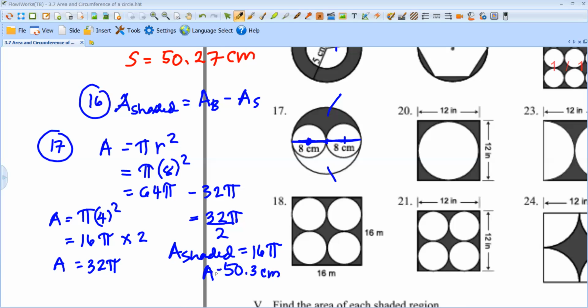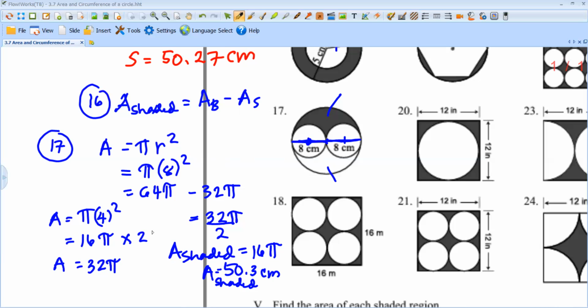Okay, so I repeat, that is for the shaded only. Again, the area of the big circle, the full circle, where the radius is 8, is pi r squared. So the radius is 8, so that is 64 pi.